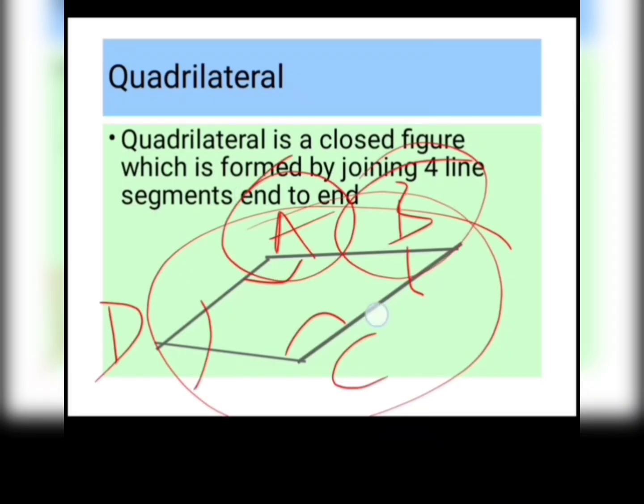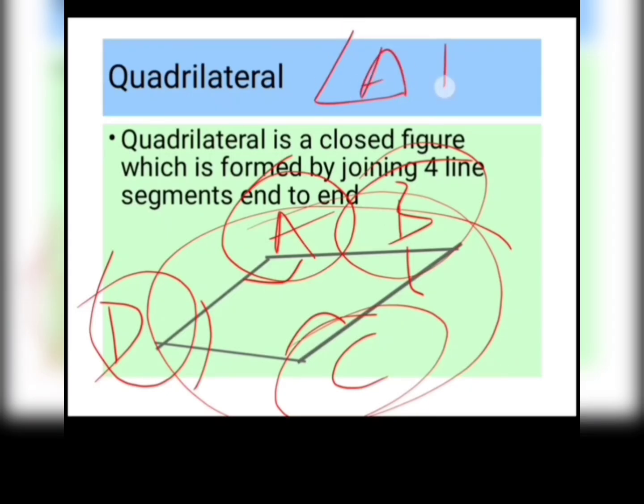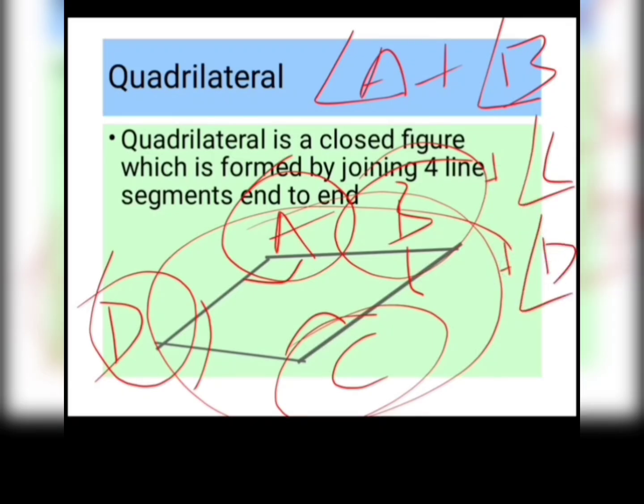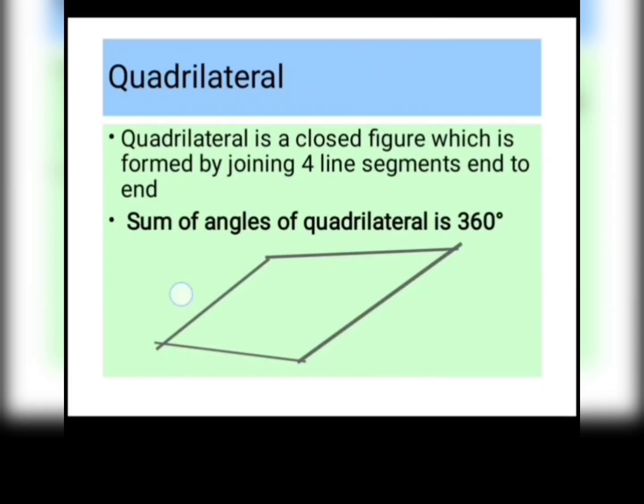Sum of angles of a quadrilateral: angle A plus angle B plus angle C plus angle D is equal to 360 degrees. The sum of angles of a quadrilateral is equal to 360 degrees.